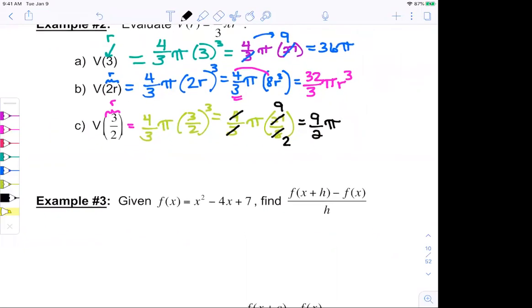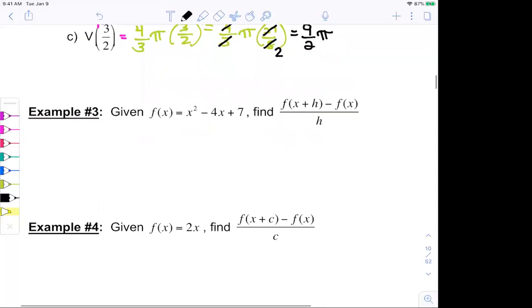Questions on any of those evaluating steps? Because we're going to now go into that application process. All right, so here's the big example for today. This is the new thing.